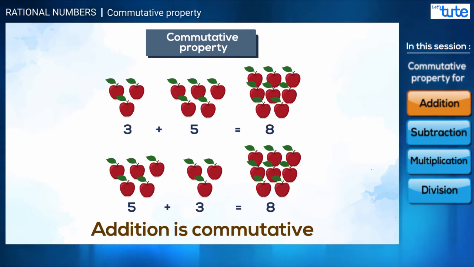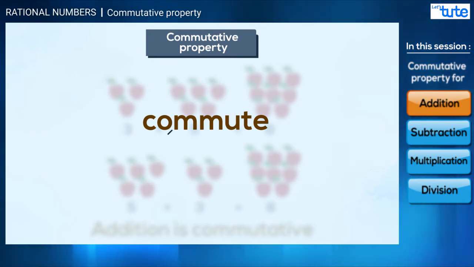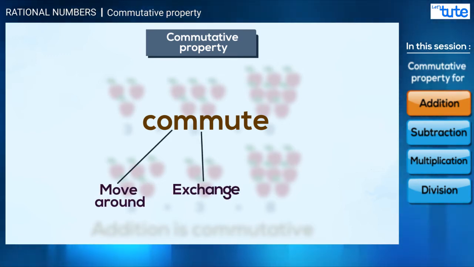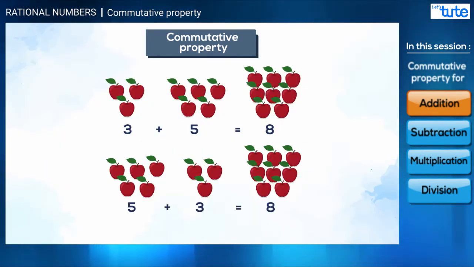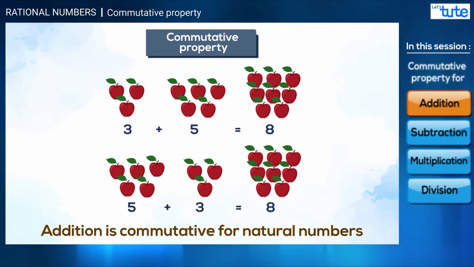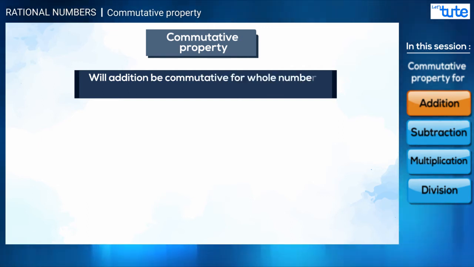Now, why commutative? The word commutative comes from the word commute, meaning move around or exchange, or one can say interchange. Here we can exchange the places of 3 and 5 in the operation addition without the value being changed. 3 and 5 are natural numbers, so we say addition is commutative for natural numbers. So will addition be commutative for whole numbers, integers and rational numbers too?